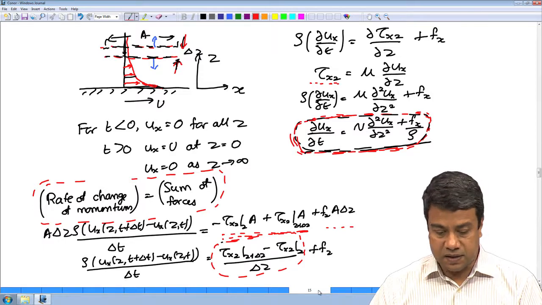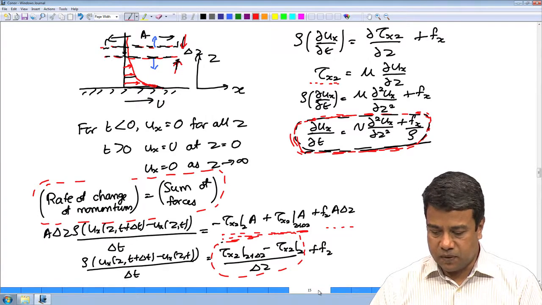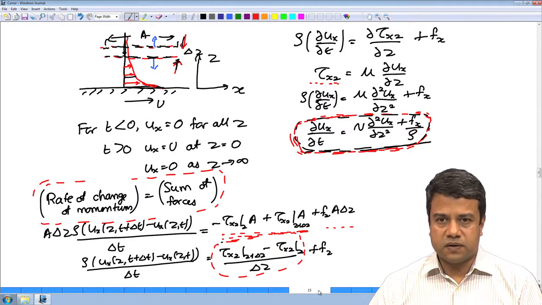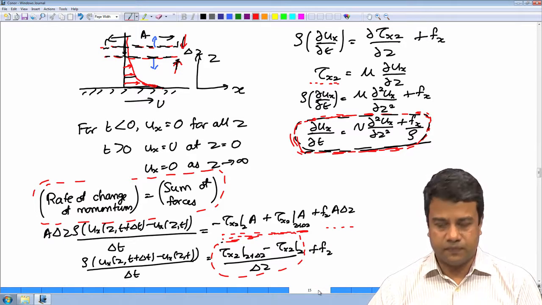The formulation is slightly different. Rate of change of momentum is equal to the sum of the forces. The forces are of two types. One is body forces and the other is surface forces. Body forces like gravitational force, centrifugal force are proportional to the volume being considered. They are proportional to the mass, which is the density times the volume. Surface forces are due to momentum transfer across surfaces.